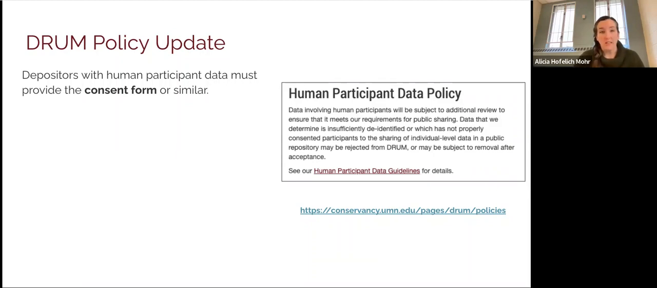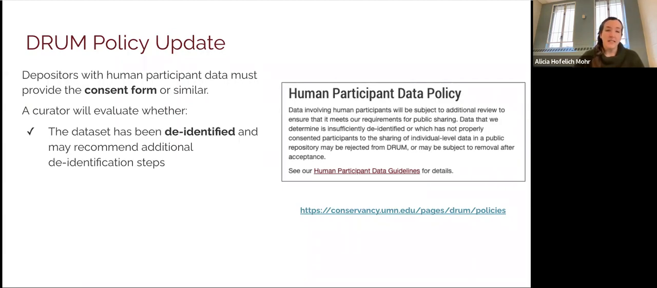So even if it wasn't deemed human subjects research by the IRB, we want to see anything they put in front of participants that told them what would be happening to their information. We'll have a curator evaluate whether the data set has been de-identified sufficiently. We also wanted to make sure to tell people that we may recommend additional de-identification steps.